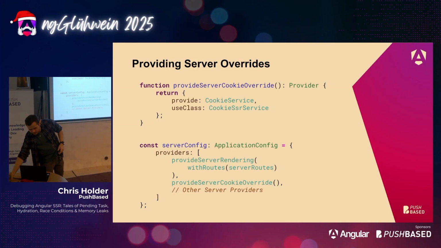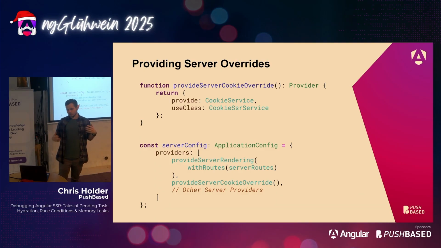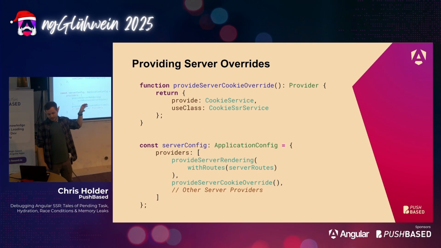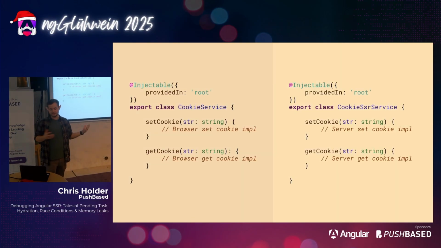The first option that we have is the idea of overriding it. You create one service and you essentially provide an implementation that overrides the original implementation on the server. As you can see here, we are providing a server cookie override, and this has two versions of it. It has the version that you're using on the browser, and then a server-only version that is overriding it, creating one implementation for the browser and one for the server. Both implement the same public API, each in their own way.